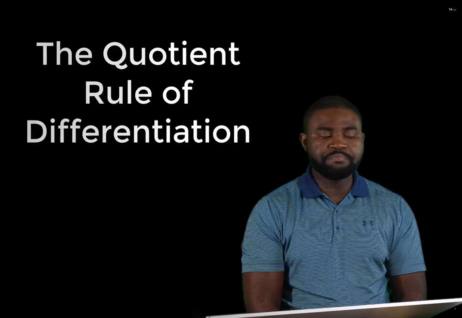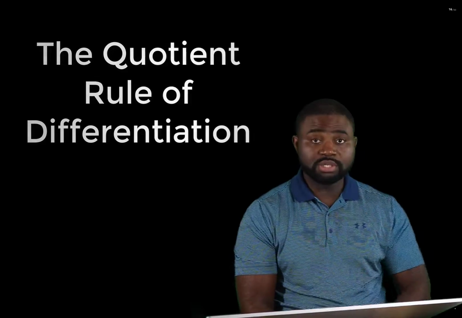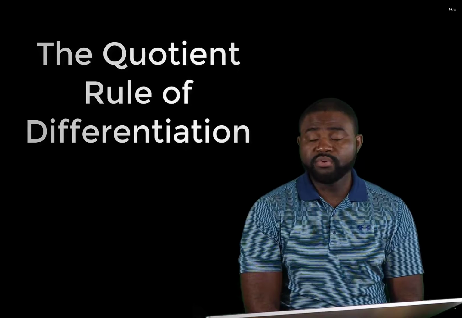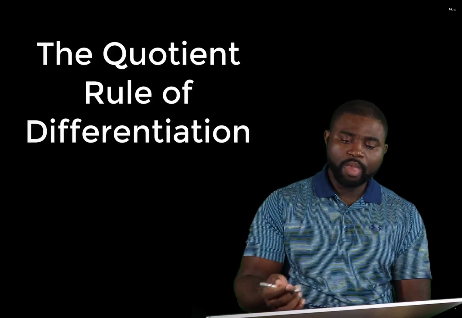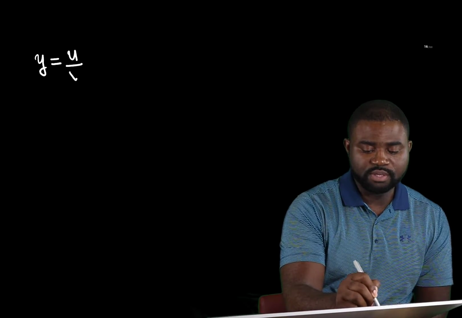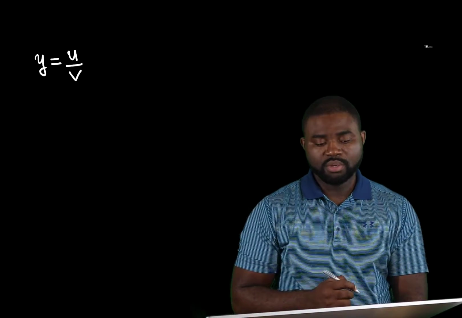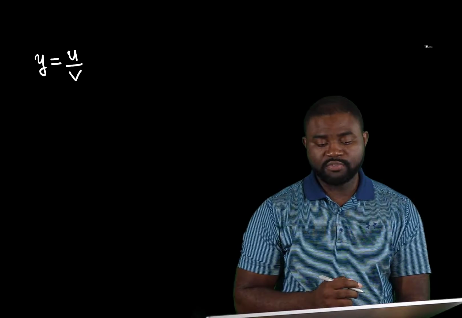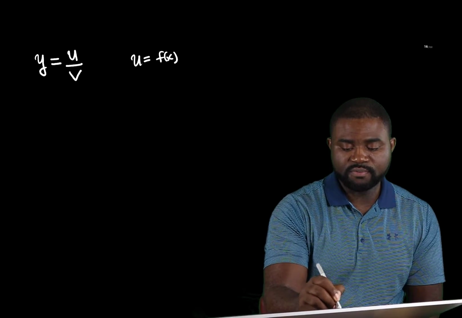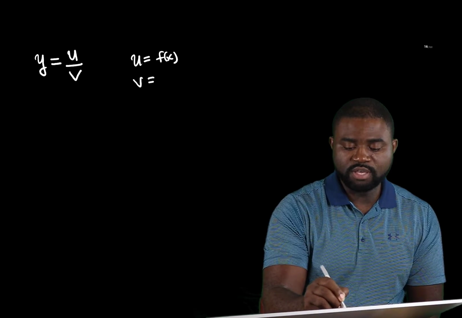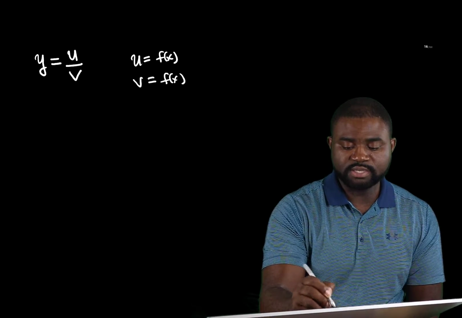Hi everyone. In this short lesson, we will review the quotient rule of differentiation. When I talk about the quotient, what do I mean? A quotient will look like y equal to u over v. This is a quotient. The only problem here is the fact that u is a function of x and v is also a function of x.